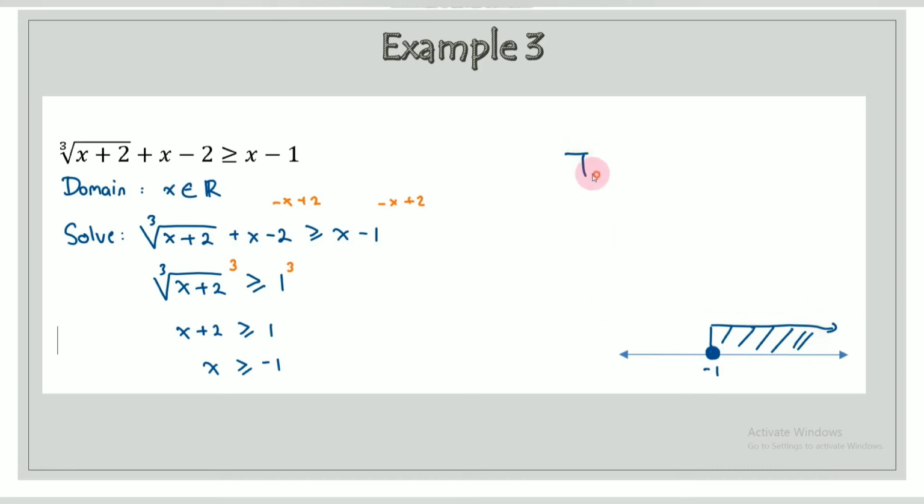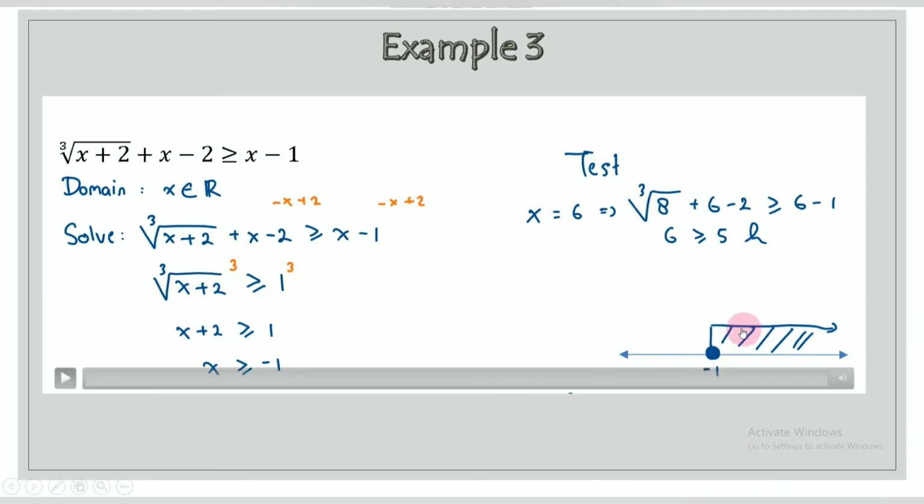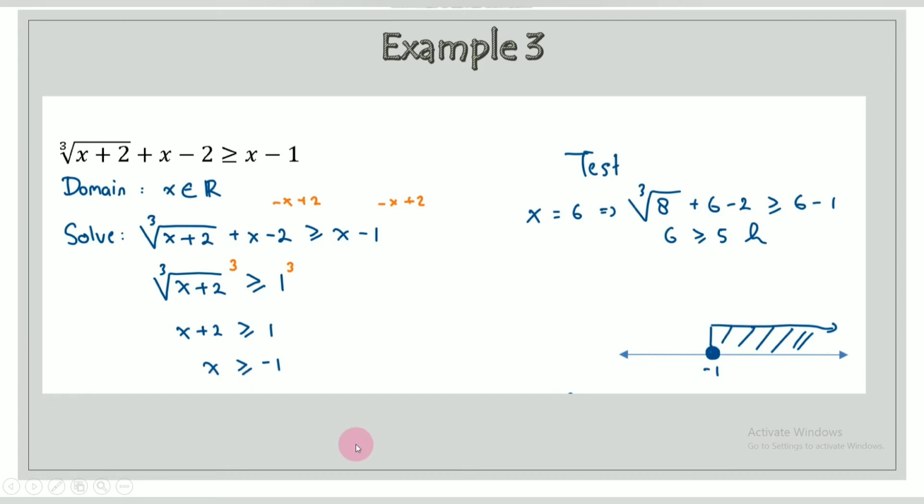So the last step is testing whether this is true or not. Let's pick any number from your solutions. If I pick 6, 6 is one of the numbers in your solution. So it will be cube root of 8 plus 6 minus 2 greater than or equal to 6 minus 1. So cube root of 8 is 2. So in the end, it will be 6 greater than or equal to 5. It's checked. It's true. Therefore, I can be sure that this is my solution, on the number line. Remember, for all inequalities, the solution must be in number line form in this class.